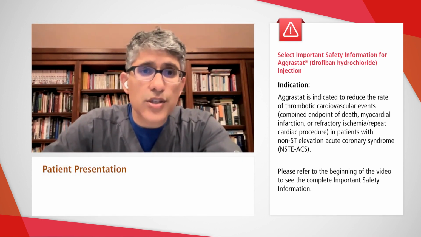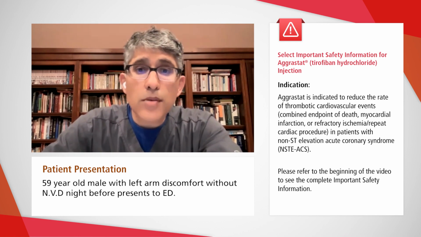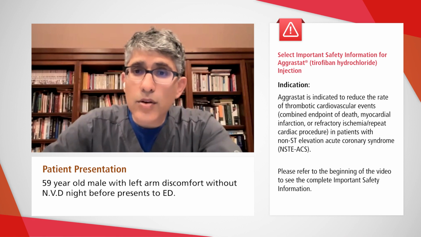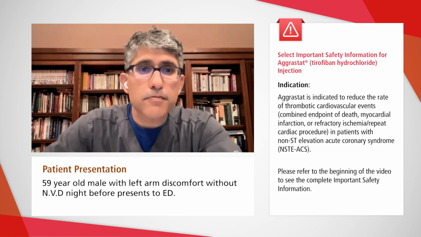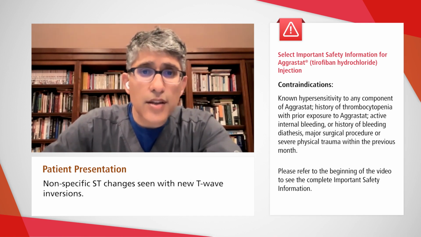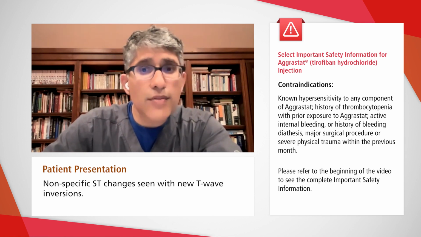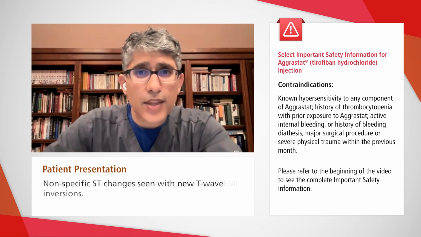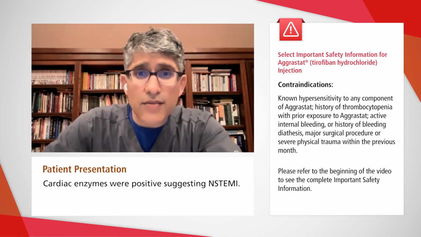Here is the patient presentation. This is a 59-year-old male with left arm discomfort the night before without nausea, vomiting, or diaphoresis. He was seen in the emergency room department with ongoing pain. Nonspecific ST changes were seen on the ECG with predominantly new T-wave inversions. He had no evidence of ST elevation. His cardiac enzymes were positive, suggestive of non-ST elevation MI.